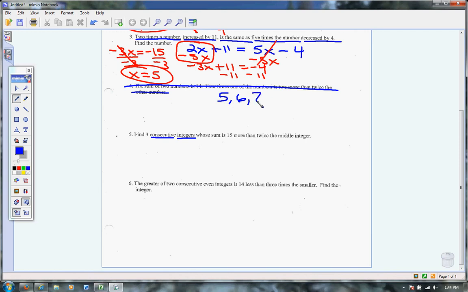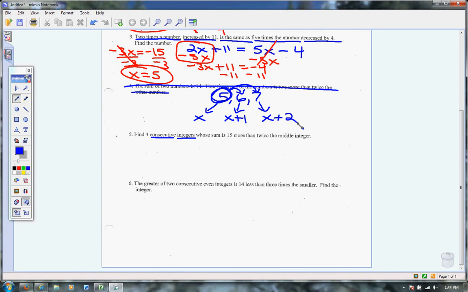Well, there's 3 consecutive integers. Now what we have to do is think of these in terms of x. If I called the first consecutive integer x, what would I do to this 5 to make it be 6? I would add 1. So the 6 would be x plus 1. What would I do to the 5 to make it be 7? I would add 2. So that would be x plus 2.